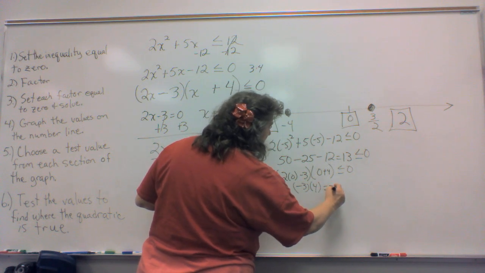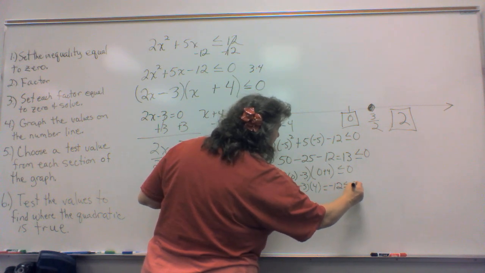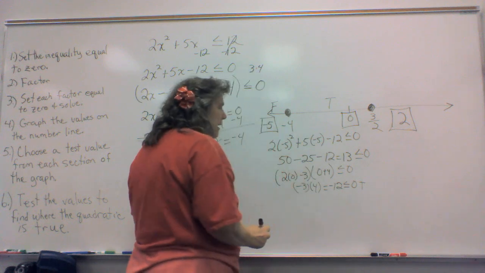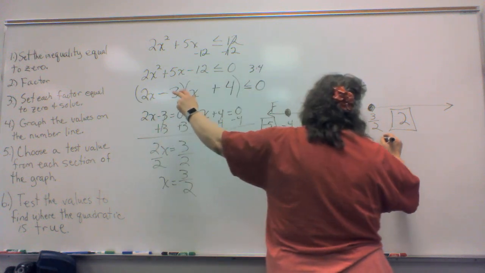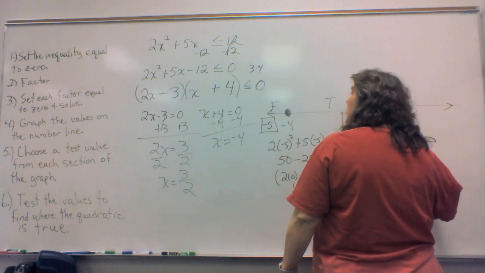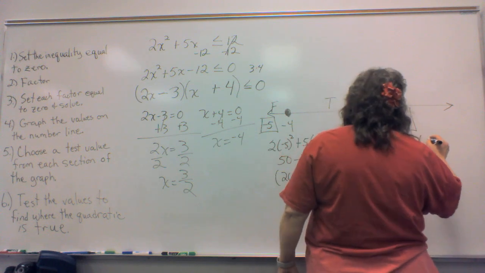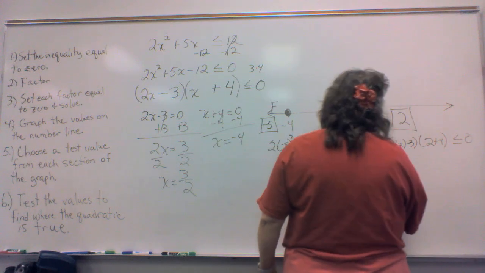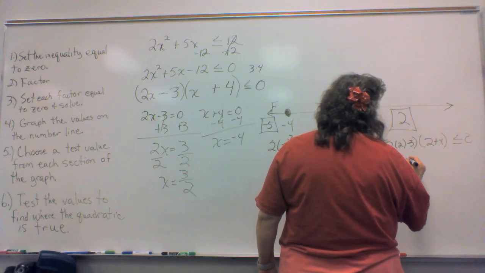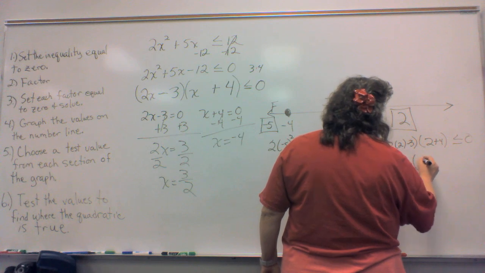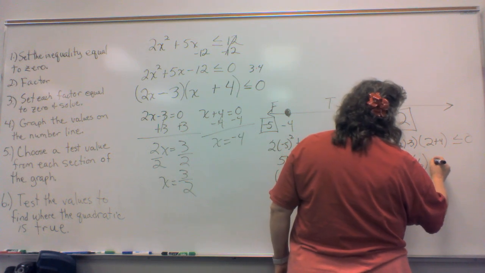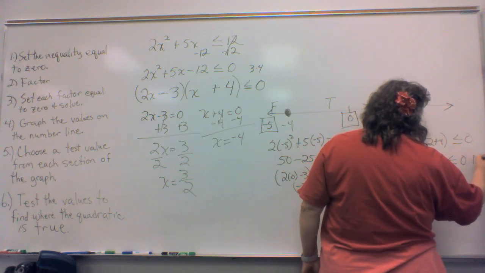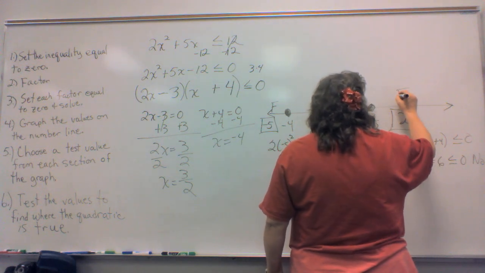Negative 3 times 4 is negative 12. And that is less than or equal to 0, so that one is true. And now let's do 2. Same thing. 2 times 2 minus 3 times 2 plus 4. Is it less than or equal to 0? Well, this is 4 minus 3 is 1. 2 plus 4 is 6. 1 times 6 is equal to 6, which is not less than or equal to 0. So therefore, this is false.